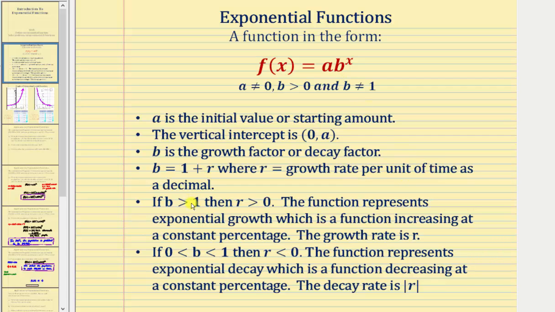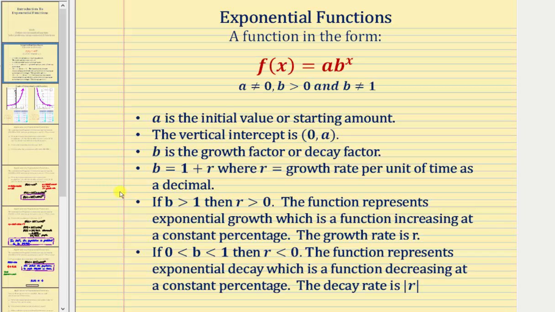So if the base b is greater than 1, then r is greater than 0 or positive, and therefore we have exponential growth. If the base b is between 0 and 1, then the growth rate r is less than 0 or negative, and therefore we have exponential decay.